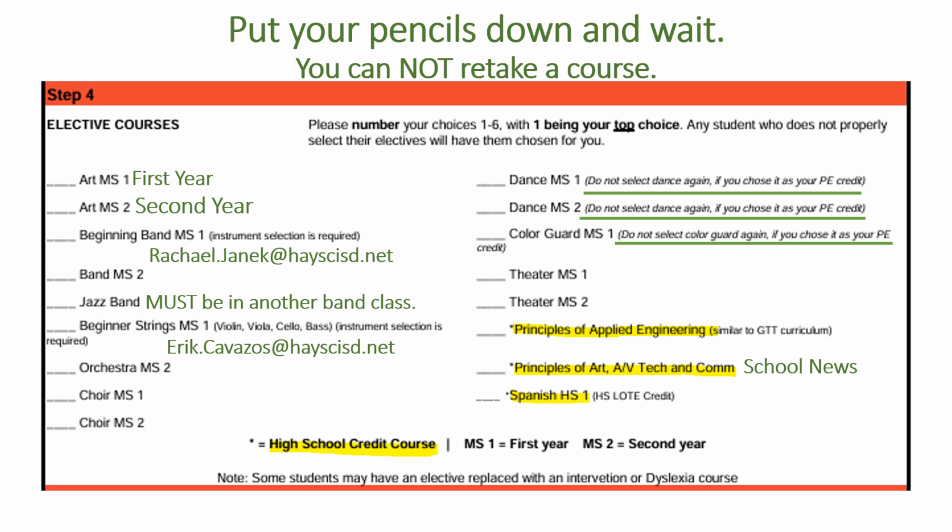Principles of Applied Engineering is similar to the old GTT courses. Principles of Art, AV Tech, and Communications is our school news. And Spanish used to only be offered in 8th grade, and it is now being offered to 7th grade. It is still a difficult course. You are learning a new language, so please be cognizant of that when you are choosing it as your elective.